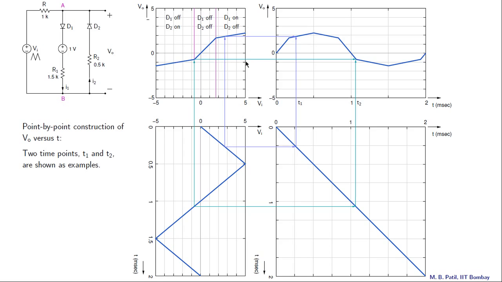And finally, the intersection of this Vo equal to Vo2 line and t equal to t2 line gives us the point that we are looking for in the Vo of t graph. And we can repeat this process for all other points in the Vi graph, and that gives us Vo of t, like that. Let us now look at some animation, and that will make this clearer.